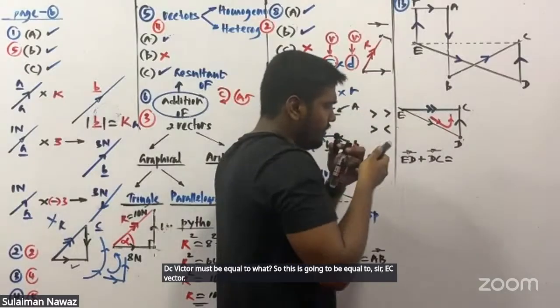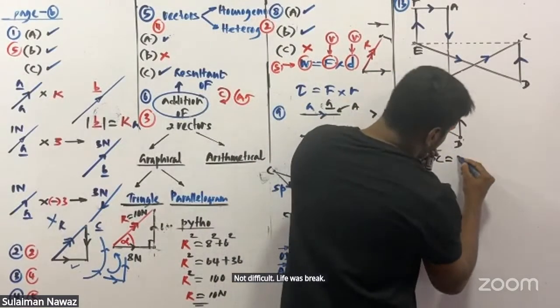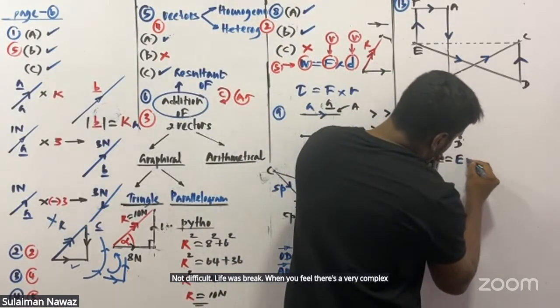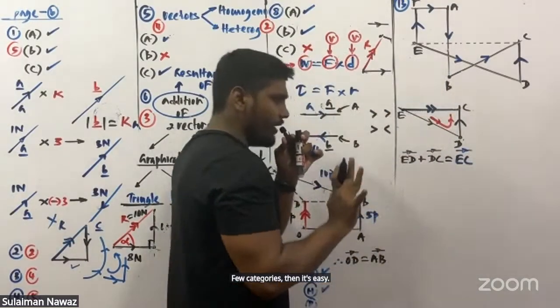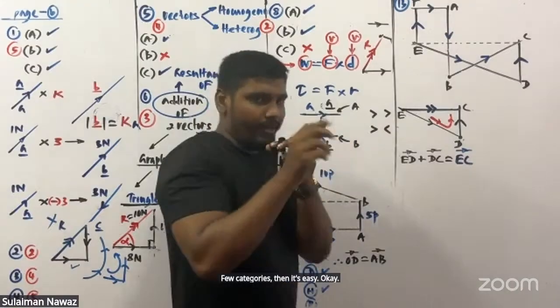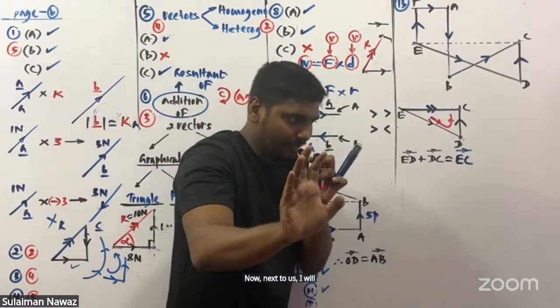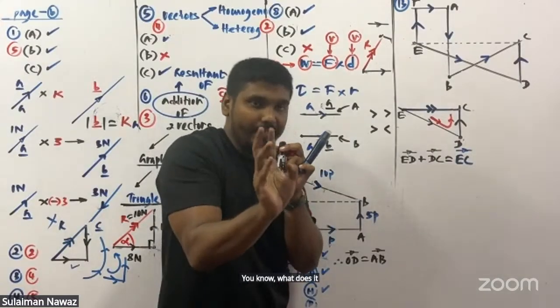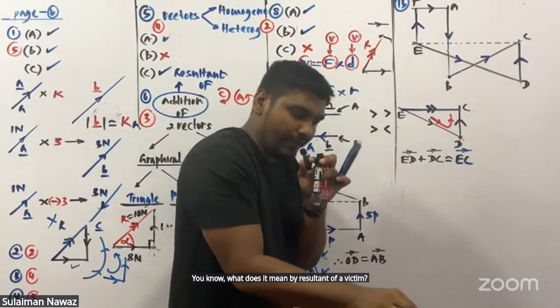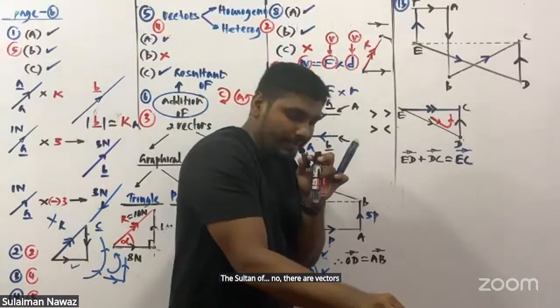Not difficult. Likewise, when you feel there's a very complex diagram, try to break it into a few categories. Then it's easy. Okay. Now, next tutorials I will tell you. I take time, it's okay. Next story. Do you know what it means by the resultant of a vector? What does it mean by the resultant of a vector?